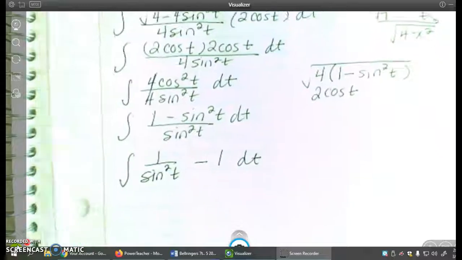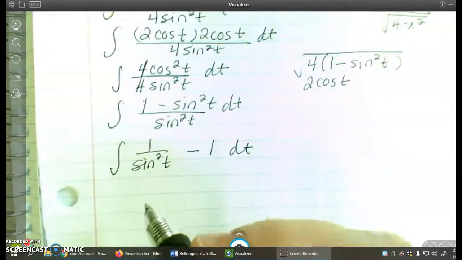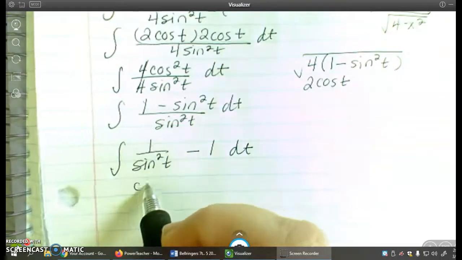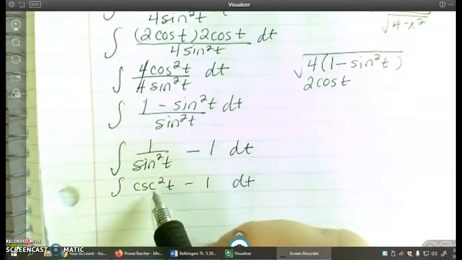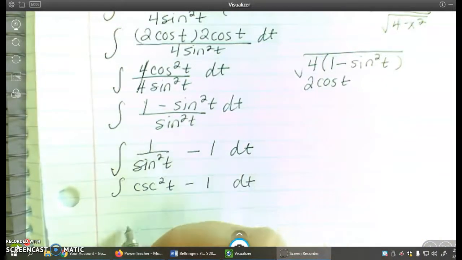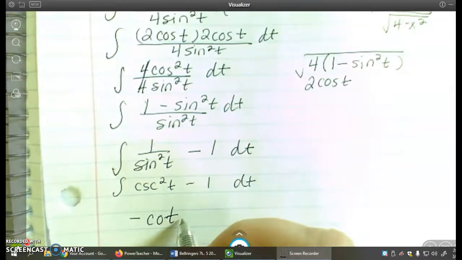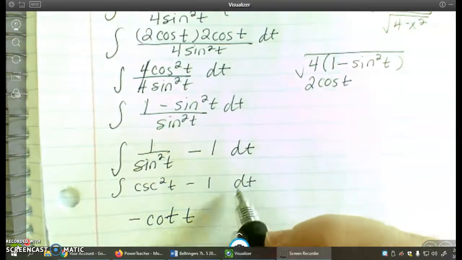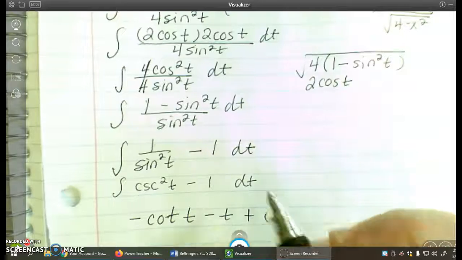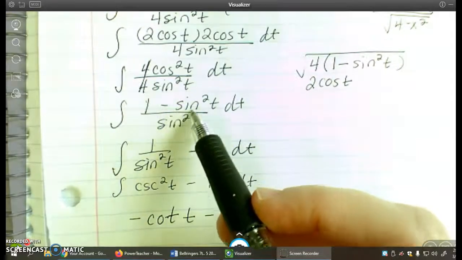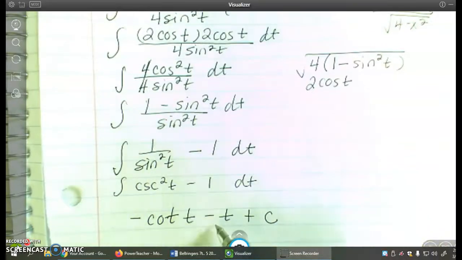And in order to finish that, you would need to know what the antiderivative of 1 over sine squared of t is. 1 over sine squared of t is the same as cosecant squared of t. And we can just use that as another formula. If you look up the formula for the integral of cosecant squared of t, you'll find out that you get negative cotangent of t. And then the antiderivative of negative 1 is minus t. And then we have plus c. So this was just a formula. This was just separating each one, dividing each one by sine squared, and then getting that.